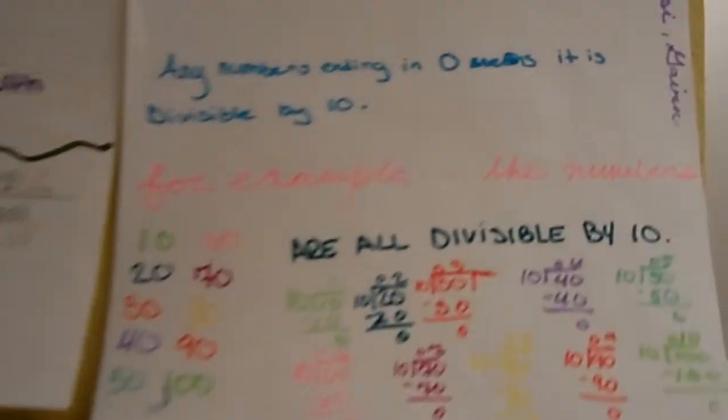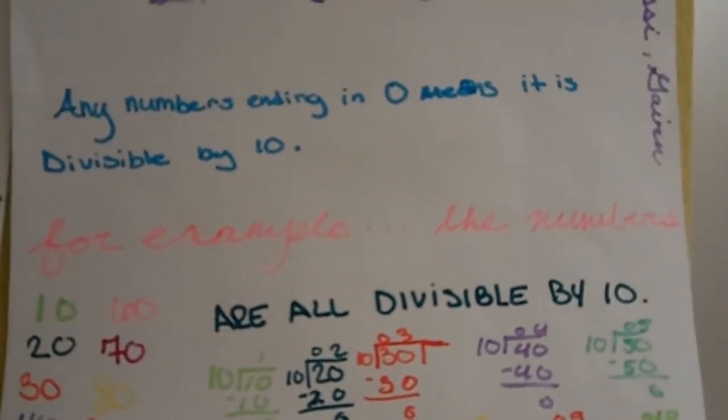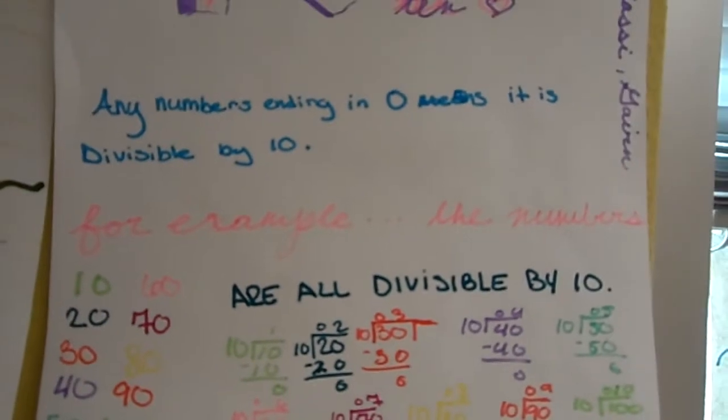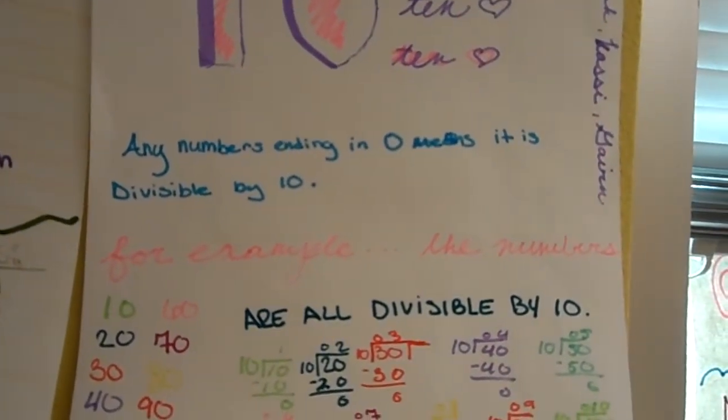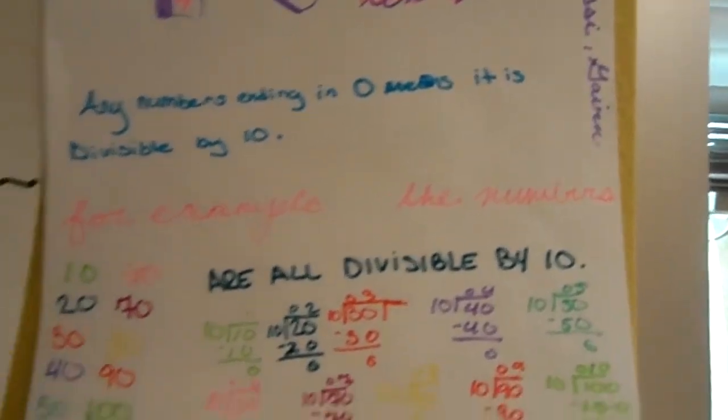And the last one, divisibility rule for 10. Any numbers ending in 0, it is divisible by 10. So if a number ends in a 0, it is divisible by 10.